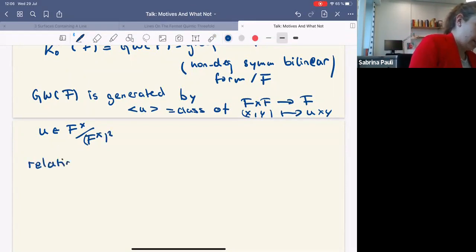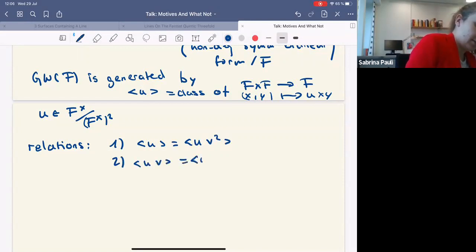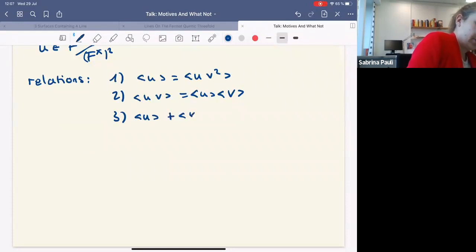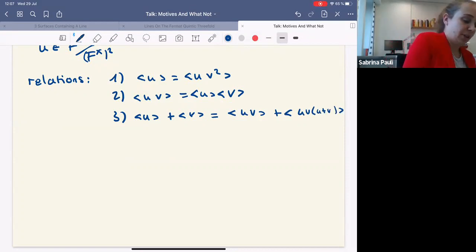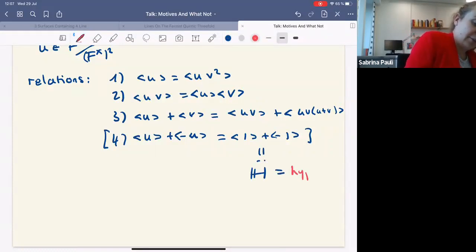So this is subject to the following relations. The first I already mentioned: bracket u is the same as bracket uv squared. Bracket uv is the same as bracket u times bracket v. And adding is a little more complicated: bracket u plus bracket v is the same as bracket u+v plus bracket uv(u+v). And let me add a fourth relation, which is actually not necessary, but it simplifies calculations a lot. The last relation I want to give is bracket u plus bracket minus u is equal to bracket 1 plus bracket minus 1. And since this is such a special form, I want to give it a name. I denote it by h and call it the hyperbolic form.